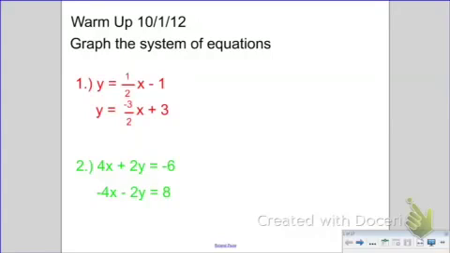For the first one, we're going to have to subtract 4x on both sides. That's going to give us 2y is equal to negative 4x minus 6. And then we're going to divide everything by 2. And that gives us y equals negative 2x minus 3.